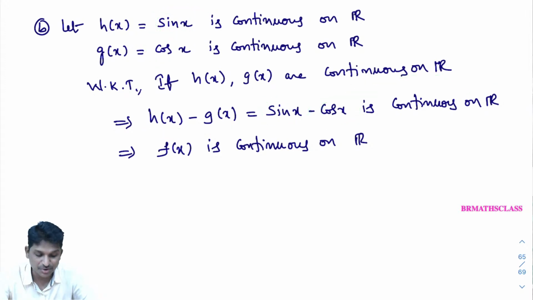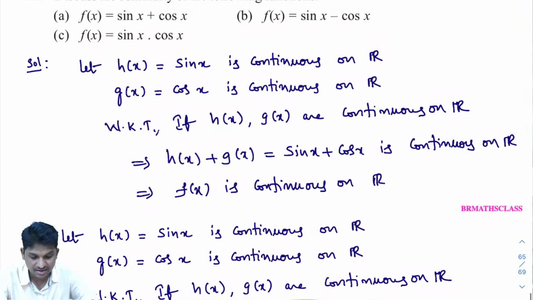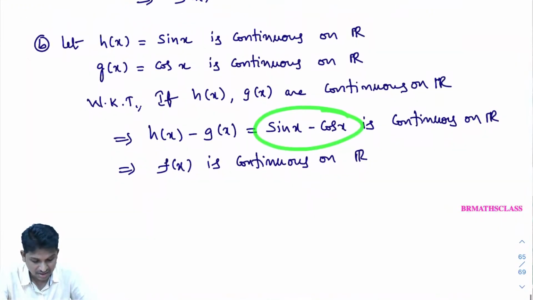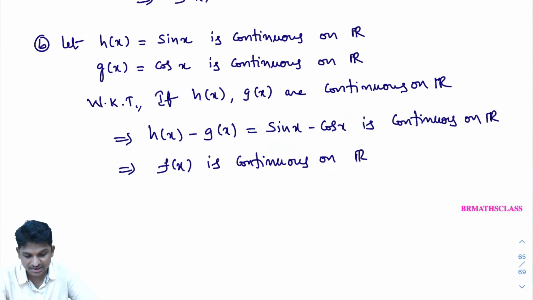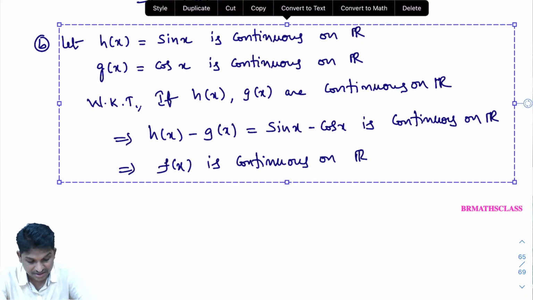What is in the second bit? Sin x minus cos x is given as f of x. You observe here in the second bit, sin x minus cos x is given as f of x. So I got that f of x is continuous on R. I hope you are understanding. Now we will move to the third bit. What is the third bit? The third bit is also very similar to the second bit.